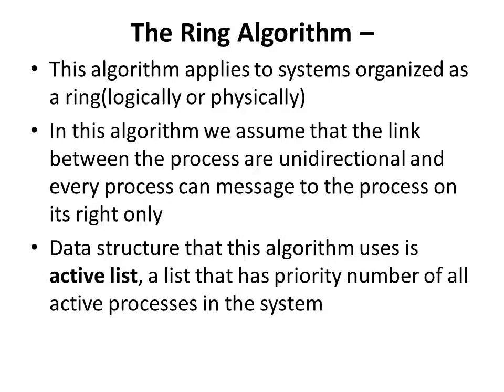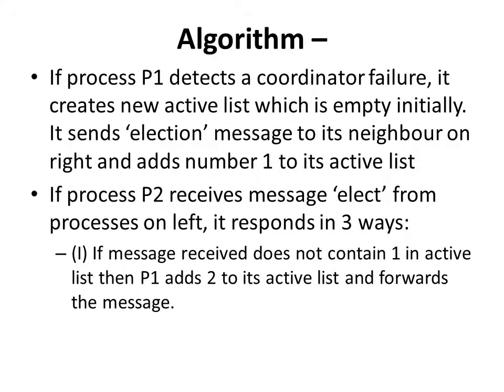Then next, fault tolerance. It should tolerate the fault. In case of failure, it should be able to recognize the failure by itself in order to continue functioning without any disruption. So actually algorithm, if process P1 detects a coordinator failure, it creates new active list which is empty initially.